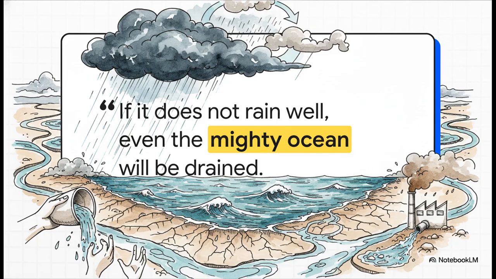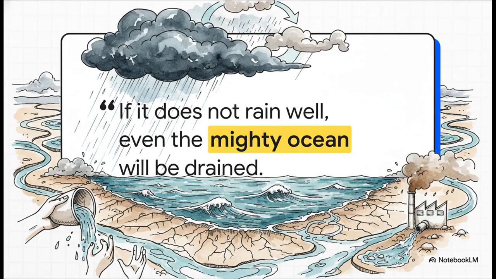Now that epic cycle has been keeping our planet alive for literally billions of years. But our final lab discussion today is a bit more serious, focusing on our personal responsibility to our communities. See, only an incredibly tiny fraction of all the water on Earth is actually fresh water that we can use. Almost all of it is salty ocean water. There's this piece of ancient wisdom from the Thirukkural that hits the nail on the head. If it does not rain well, even the mighty ocean will be drained.